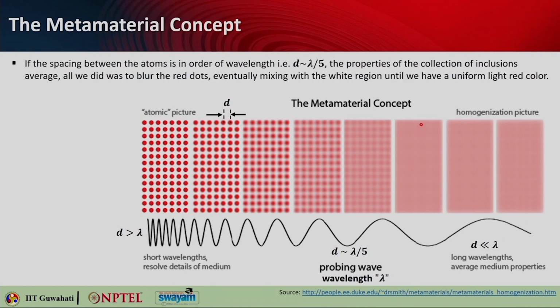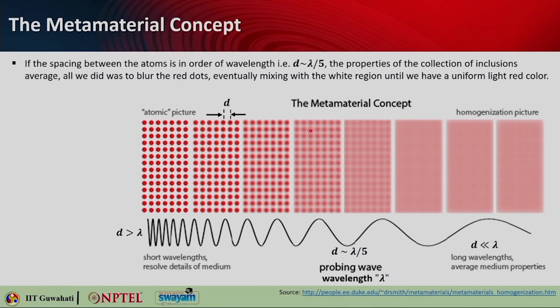Now what happens in between? This is the case where the spacing between the atoms, that is d, is of the order of the wavelength, so comparable. When d is, say, comparable to lambda by 4 or lambda by 5, then you get a collection of properties that is more or less averaged out. Here you see red dots having some white spaces, and slowly, when the wavelength becomes very large, it gets a uniform light red color.